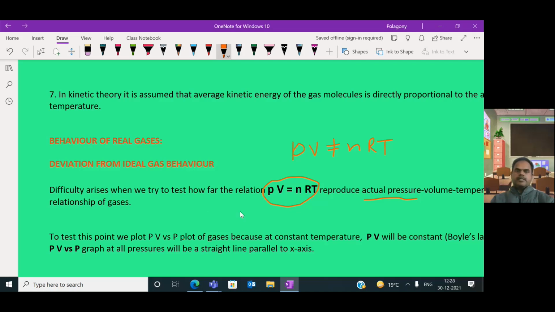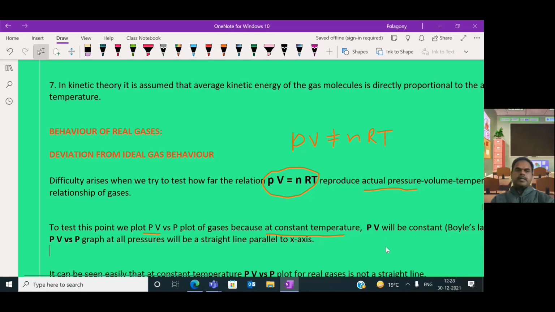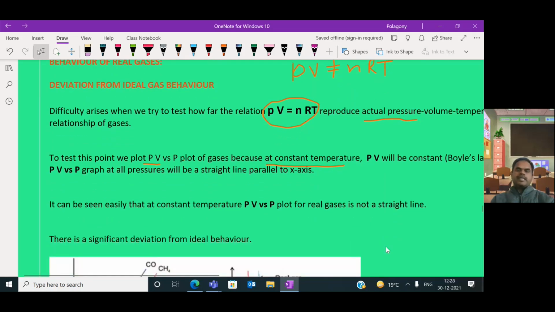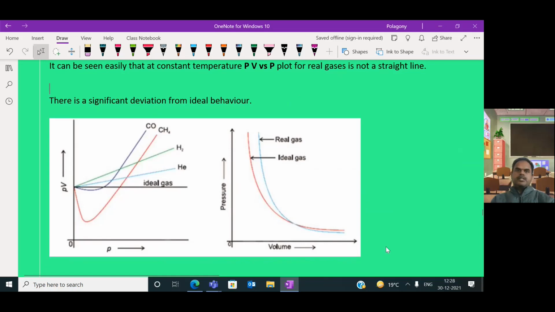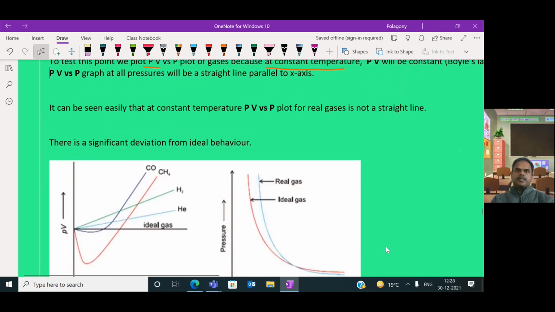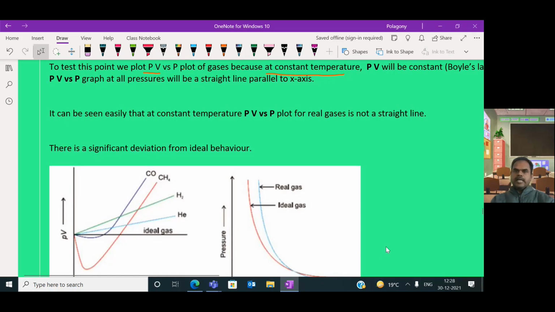To test this point, if you plot the graph between the product of pressure and volume versus the pressure, for an ideal gas at constant temperature, PV will be constant. The PV versus P graph at all pressures will be a straight line parallel to the x-axis.